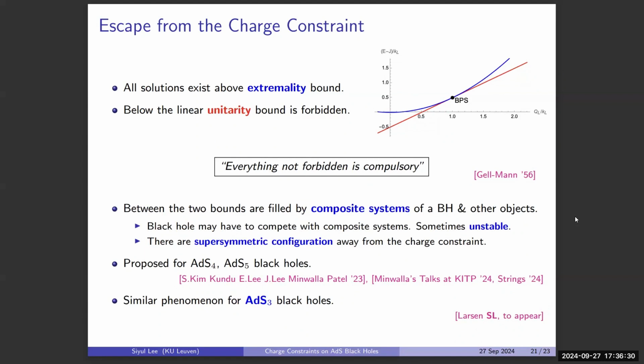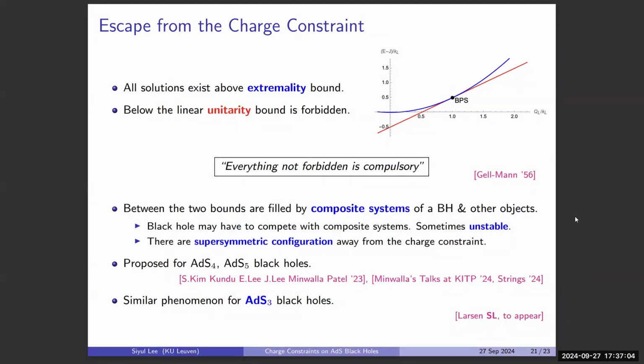Yes, exactly. So this is related to two aspects of the black hole. First is the stability. A black hole might be unstable, which means that it has to compete with some other composite systems in terms of which are more dominant in the ensemble. And this is related to the supersymmetric configuration away from the charge constraint, because if this is true, that means there might be a composite system that lives on, for example, this point, which is supersymmetric, but it is away from the charge constraint.